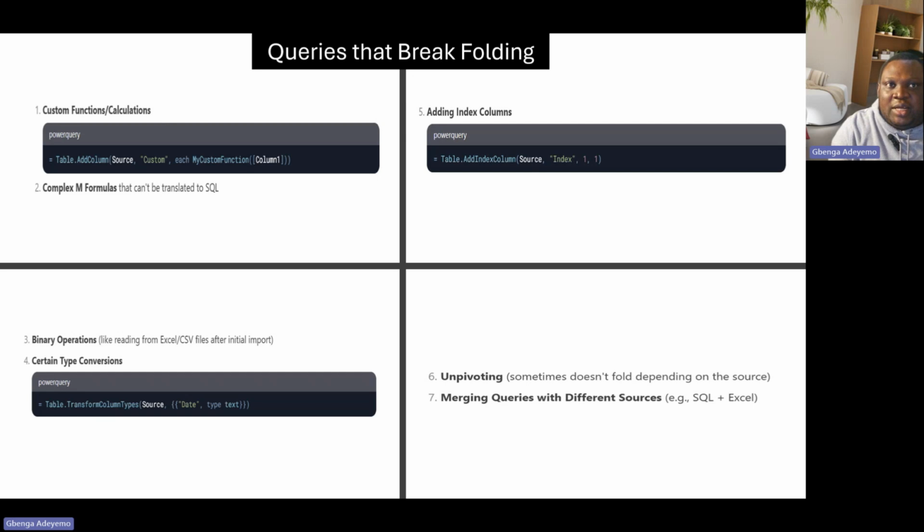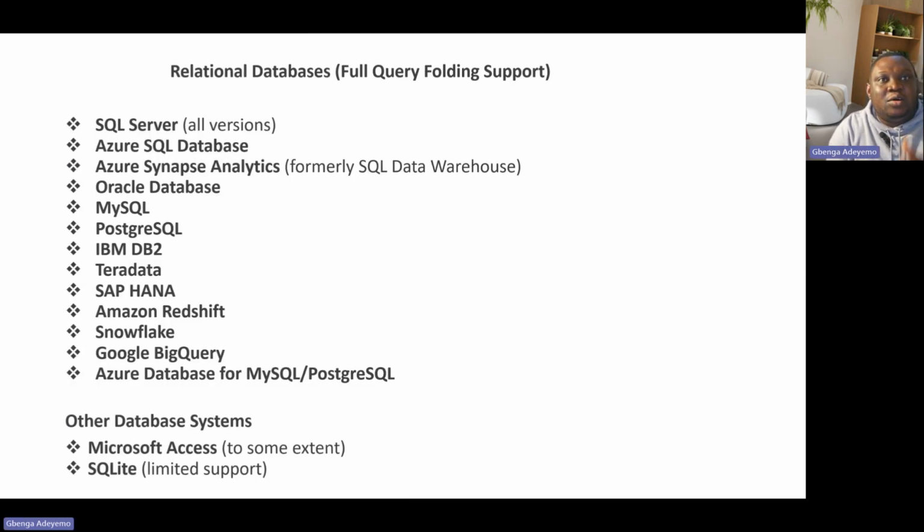Sometimes when you do merging, maybe one source is SQL and the other source is Excel, and you're doing a merge from the two. Query folding might not occur because it supports databases more than sources like Excel. So query folding might not occur in that context. Let's go ahead. This is a list of different data sources that support query folding, right?